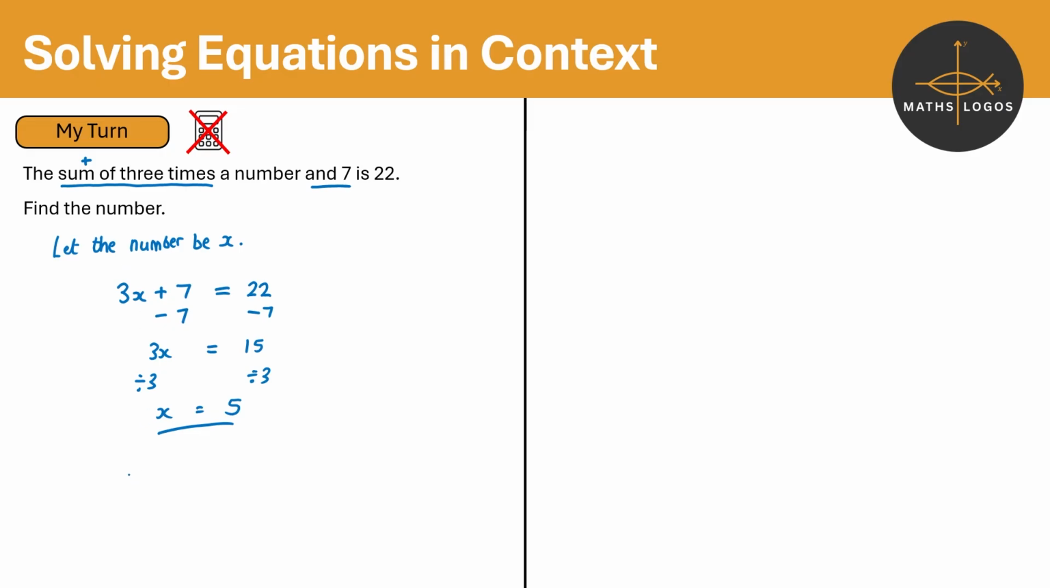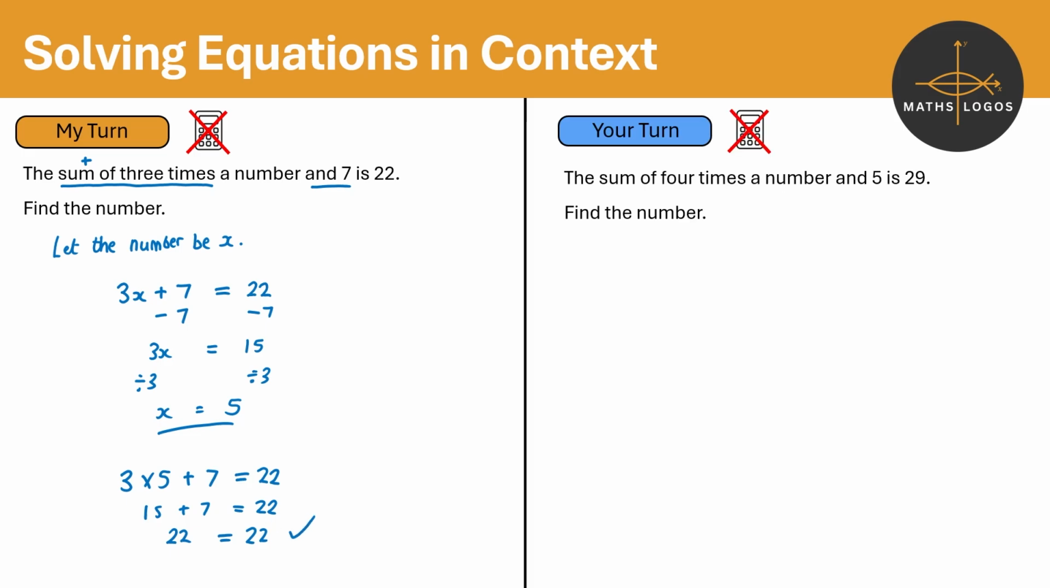But what we can do to check our answer is to put it back into the question. The sum of 3 times the number, so we're saying 3 times our number 5, and 7 should be equal to 22. 3 times 5 is 15, add 7 should be equal to 22. Well, 15 and 7 is 22, so I know that I've done that question correctly.